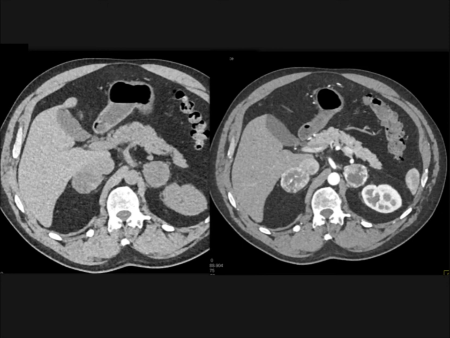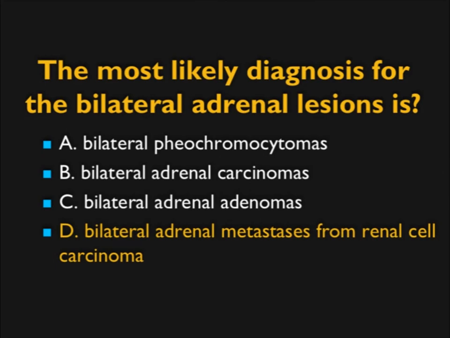You don't see the right kidney, but to be fair, the right kidney could just be low-lying. Maybe it's on the next slice. I'll tell you, this patient did have a partial nephrectomy previously, and this indeed was metastatic renal cell carcinoma. So just a nice example of metastatic renal cell carcinoma.